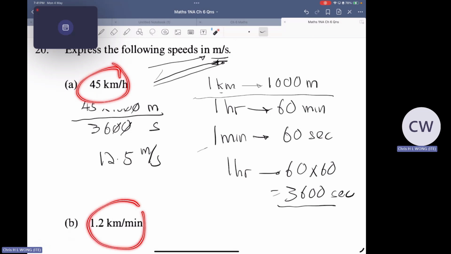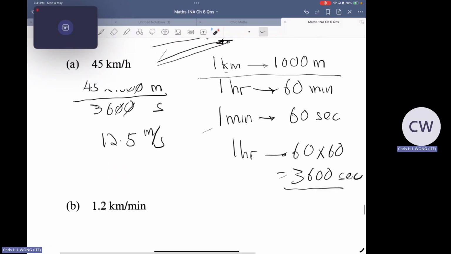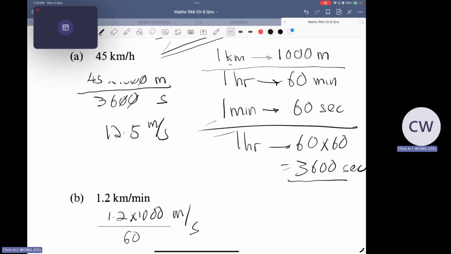This is the same as this, right? But what's the difference? Instead of hour, you divide by 3,600. Minute to second, you only divide by 60. So same, I leave it to you. If you work on it, it's actually 1.2 times 1000. So instead of dividing by 3600, because from minute to second, 1 minute, 60 seconds, you just have to divide by 60. Calculate on your own, okay? Meter per second. Easy.